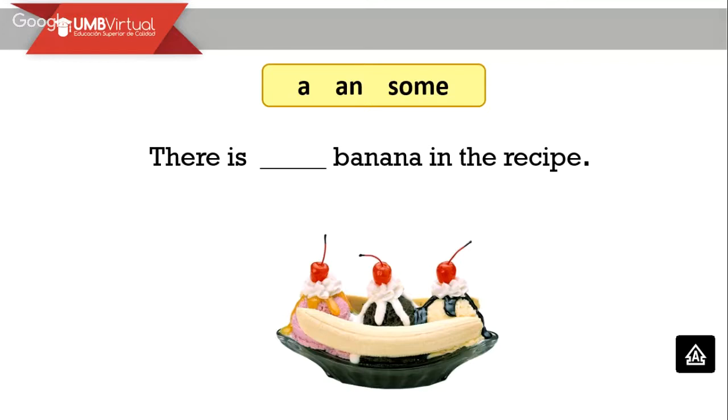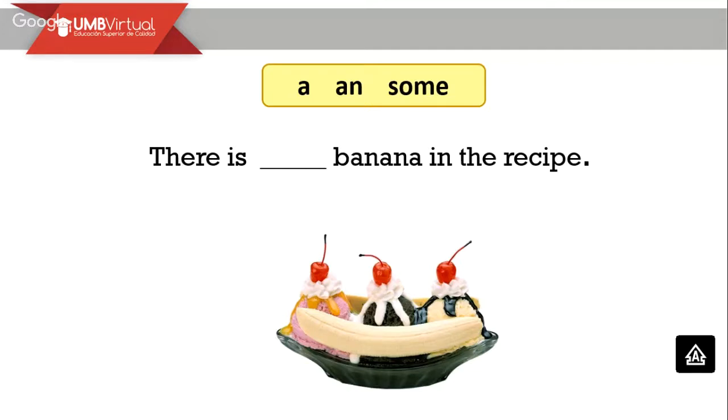En este caso, estamos hablando de una receta, ¿sí? Pero vamos a fijarnos en el nombre que nos dan acá, posteriormente de una de las opciones que debemos escoger. Banana, banana. We can count bananas. Los bananos son contables e incontables. They are countable. Yeah, we can count them.